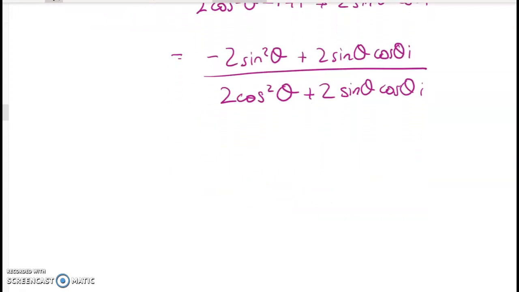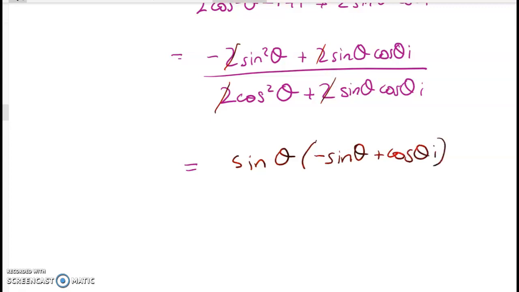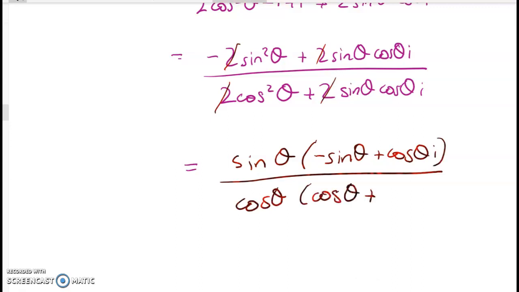I'm going to take common factors out, and I'm also going to divide by 2, right? So let's divide every term by 2. Whoosh, they go away. Right, now I've got in the numerator sine theta times negative sine theta plus cos theta i, over cos theta times cos theta plus sine theta i, or plus i sine theta. So this is looking pretty good. This is not looking quite how we want it.